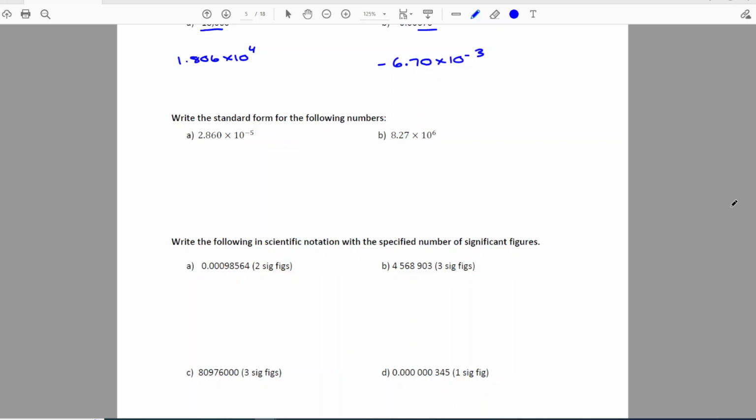Now just making sure that you can go backwards. So here's 2 numbers that are written in standard form, or written as scientific notation, and can you go back to standard form? So what I'm checking for is, do you know how to write this as a really small number or a really big number? You know, which one's which.